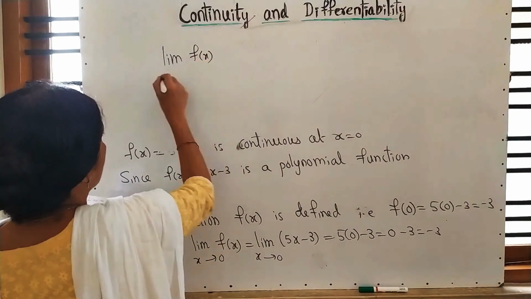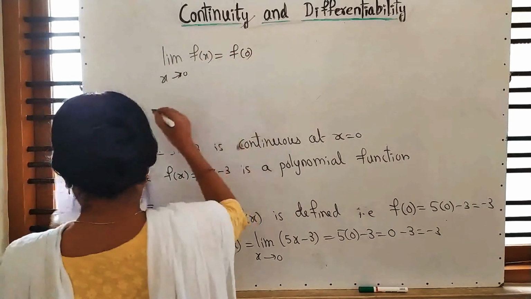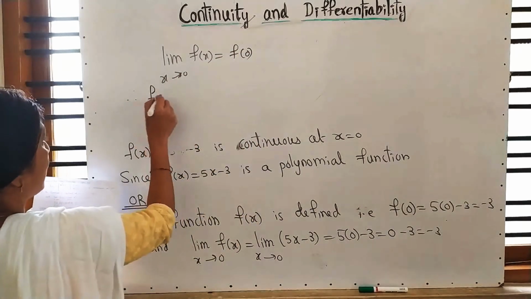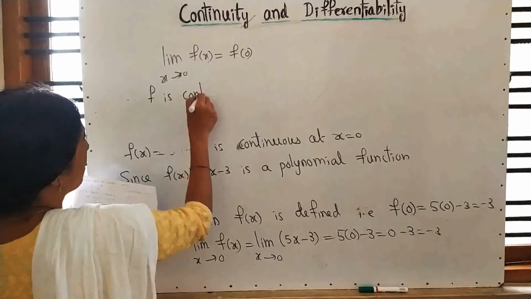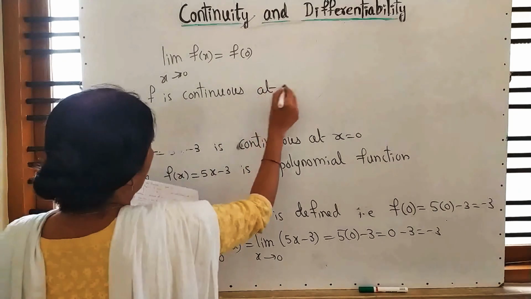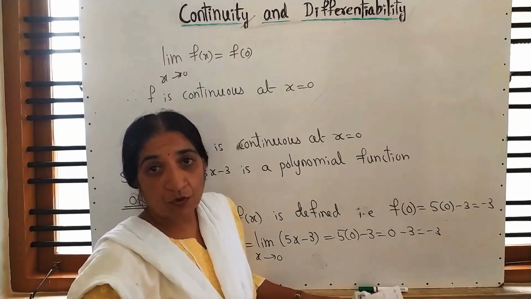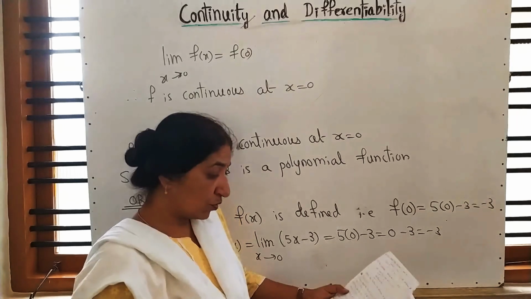Limit f of x as x tends to 0 is equal to f of 0. Therefore, f is continuous at x is equal to 0. The next points are at x is equal to minus 3 and x is equal to 5.